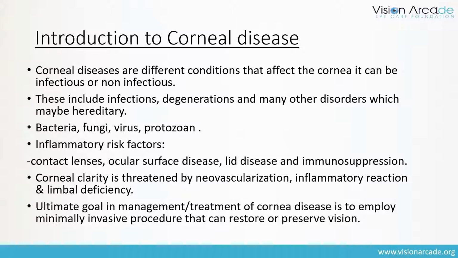And some of the things that lead to this could be contact lens wear, ocular surface disease, lid disease, or immunosuppression. So these are the things that could lead to keratitis. Corneal clarity is threatened by neovascularization, like I said earlier on. If there are any vessels growing on the cornea, then it's not good because the image it will send to the retina, which the retina will send to the brain, is not going to be the best of images. And then inflammatory reactions and limbal deficiencies are also things that could affect corneal clarity.